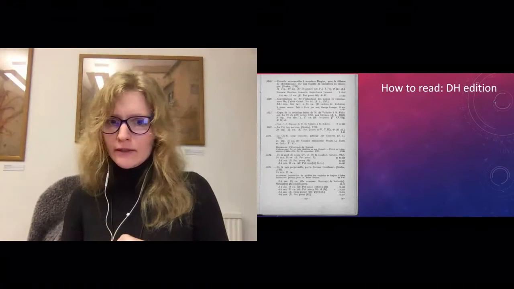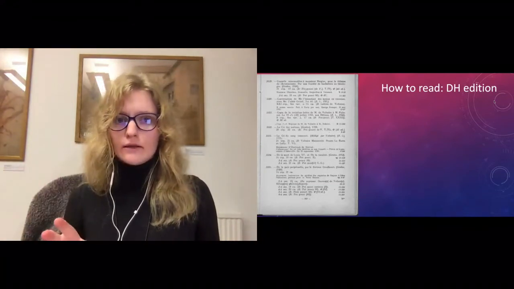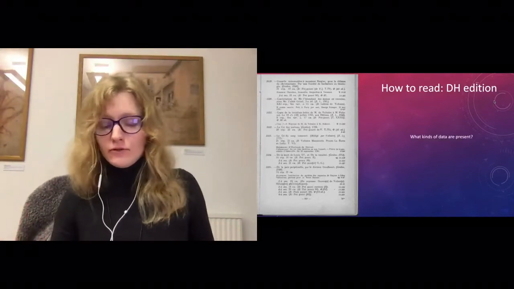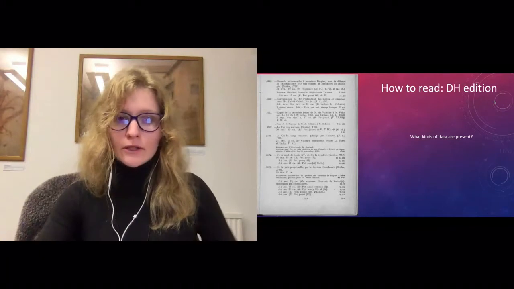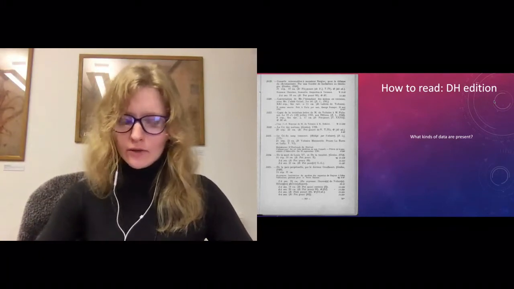So what we're going to do right now is look at a random page from the catalog, and we're going to practice reading this with an eye to data. And by data, I really just mean pieces of information. So the first question we could ask when looking at this is a really simple one. What kinds of data are present?